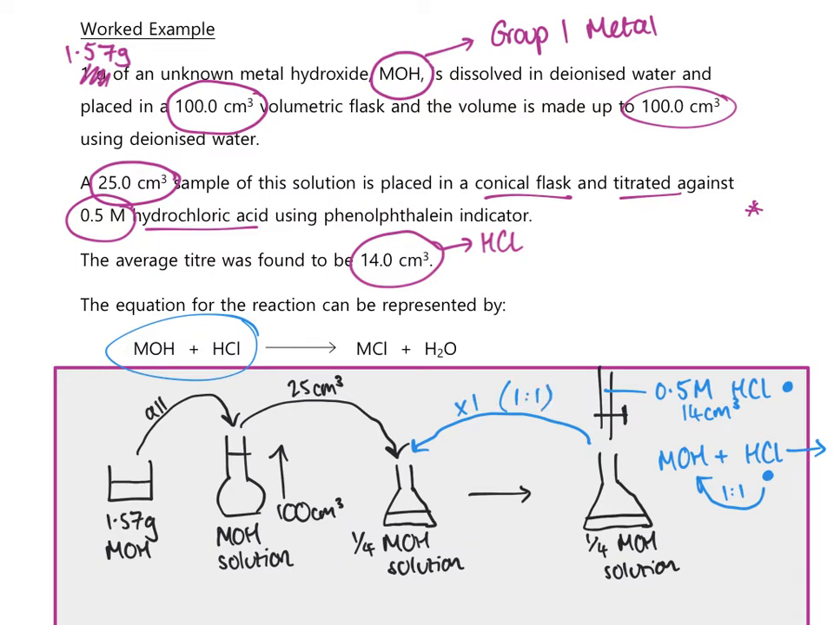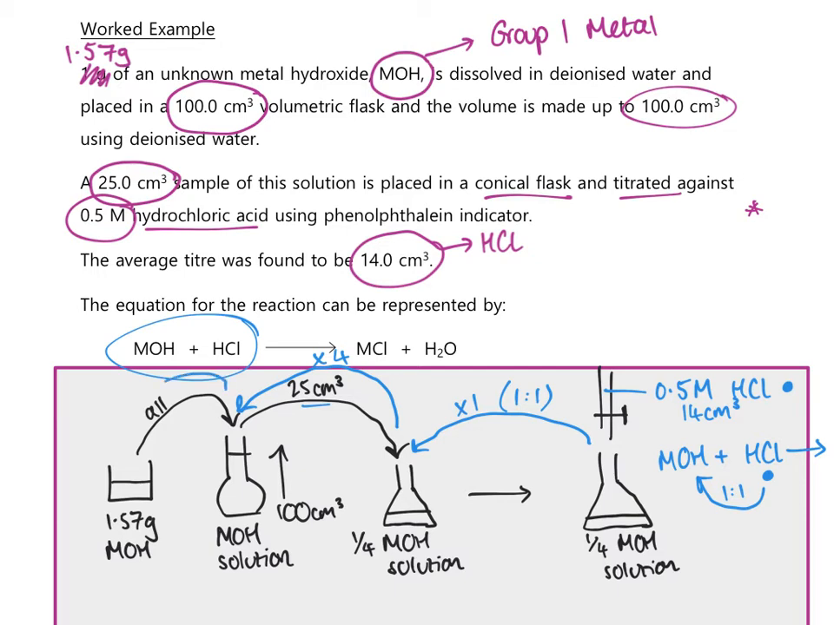Then I'll be working backwards and calculating how many moles of my metal hydroxide I have in my volumetric flask. Remember that in the conical flask we only have a quarter of the moles, because we only took 25 centimetres cubed out of your 100 centimetres cubed. So to work out how many moles you have in your volumetric flask, you're timesing by 4. In other words, there's 4 times as many moles of metal hydroxide in your volumetric flask as there are in the conical flask.